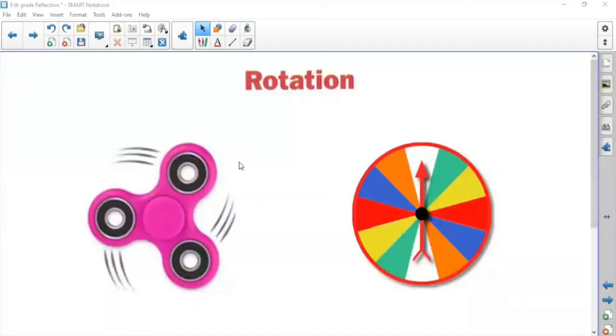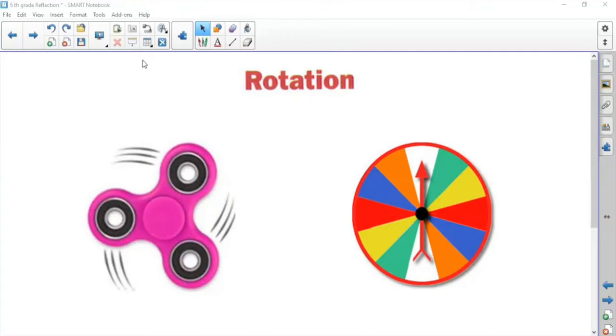Hello everyone. Today we are going to talk about another concept that is related to transformations. And this one is rotation. I'm sure that every one of you has used this tool, the spinner, or this one when you played, maybe you are playing with it now. What these objects do is rotate according to a given center. So according to the center, this object will be rotated. Same thing with this one. It will be rotated according to the center. So this one is rotation.